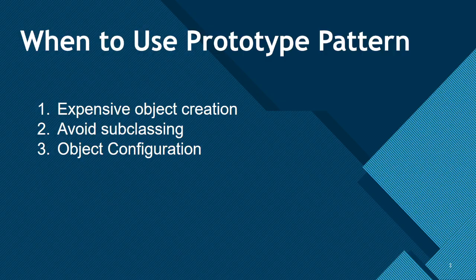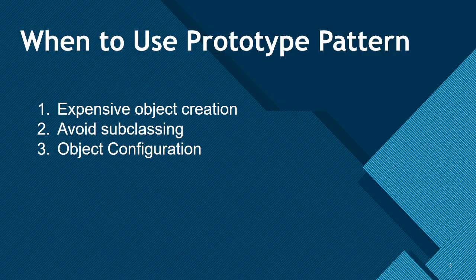There are various scenarios for this. For example, expensive object creation. When the cost of creating a new instance of a class is high in terms of complexity or resources, cloning an existing object can be more efficient. This is particularly useful when object creation involves complex initialization, heavy computation, or resource-intensive processes.